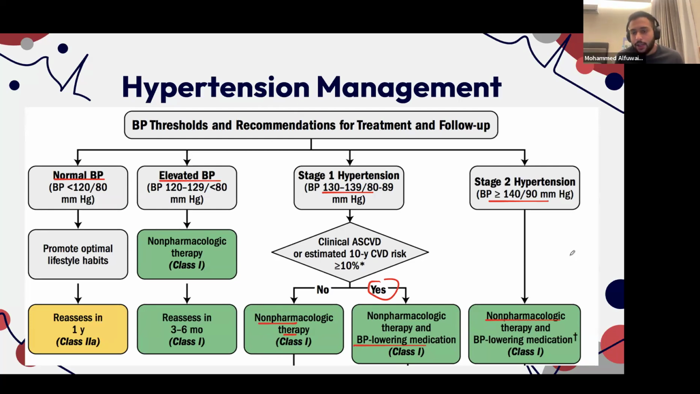ARBs and direct renin blockers, okay? Good. You want to inhibit this. The other thing that you want to do is you can give diuretics, which basically decrease the volume and decrease the sodium in the blood, okay, which is good.